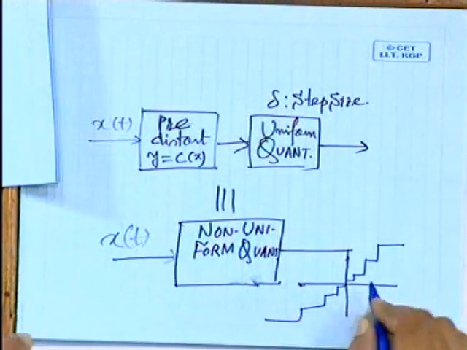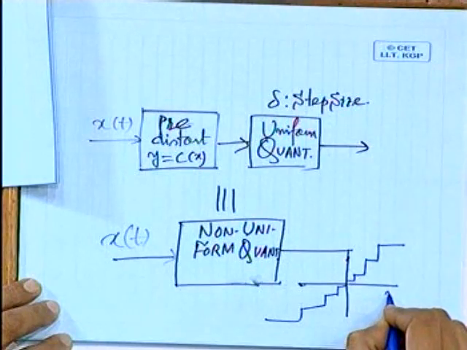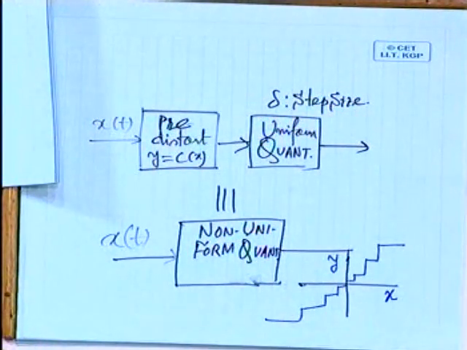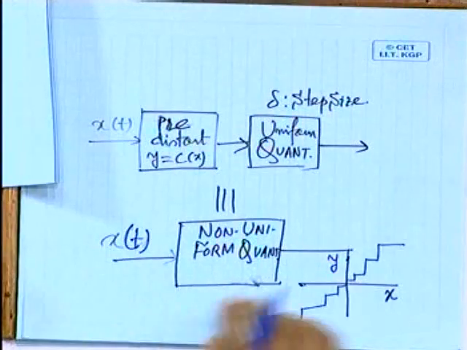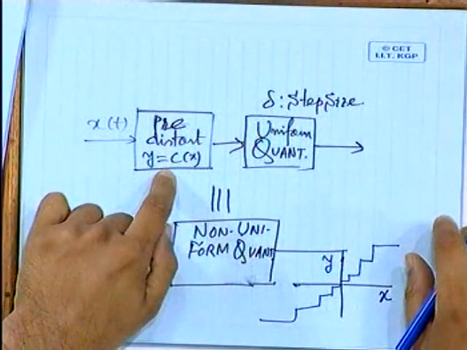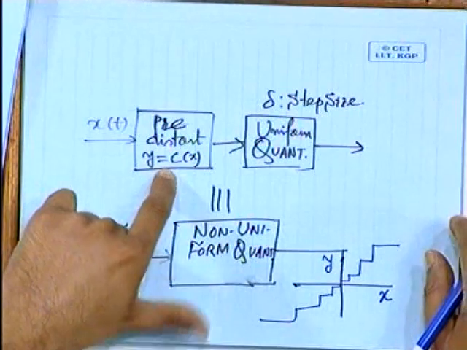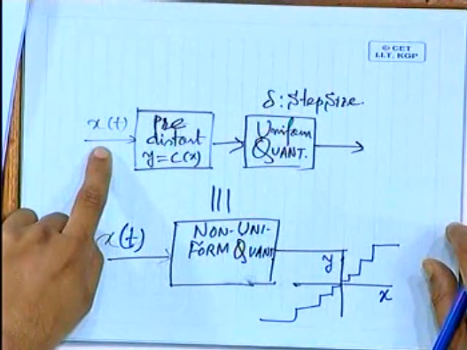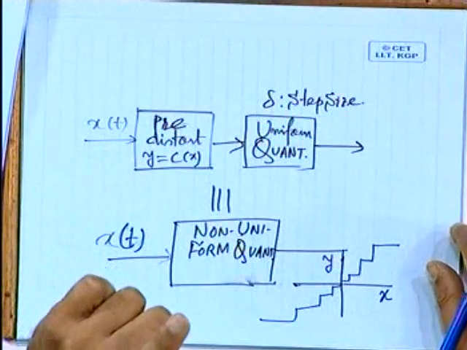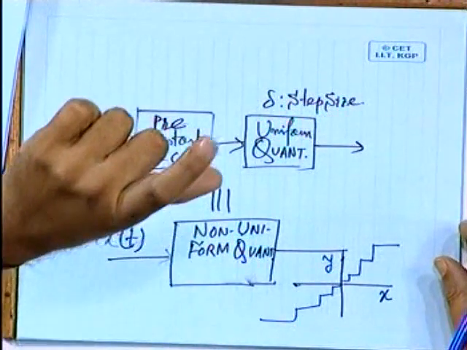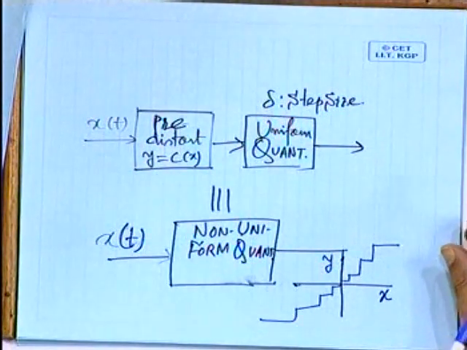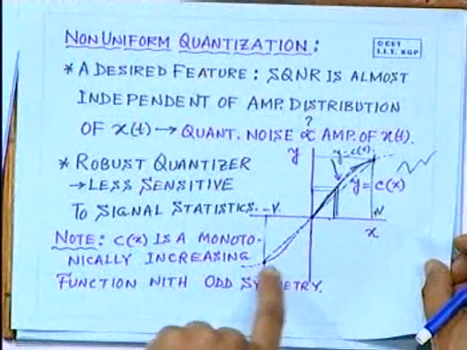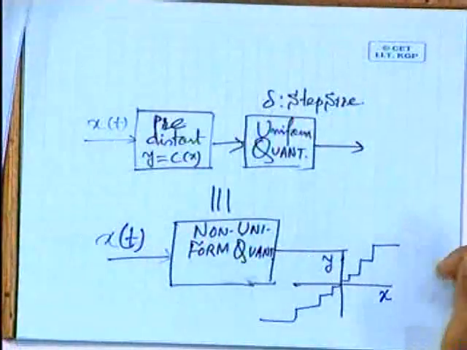You remember the transfer characteristics for the non-uniform quantizer. My point is that if I have a pre-distorting circuit, some kind of amplifier which distorts this x(t) signal such that it boosts the low amplitude signal and suppresses relatively the high amplitude signal, like this diagram I was showing, y versus x, this curve, with this transfer characteristics.